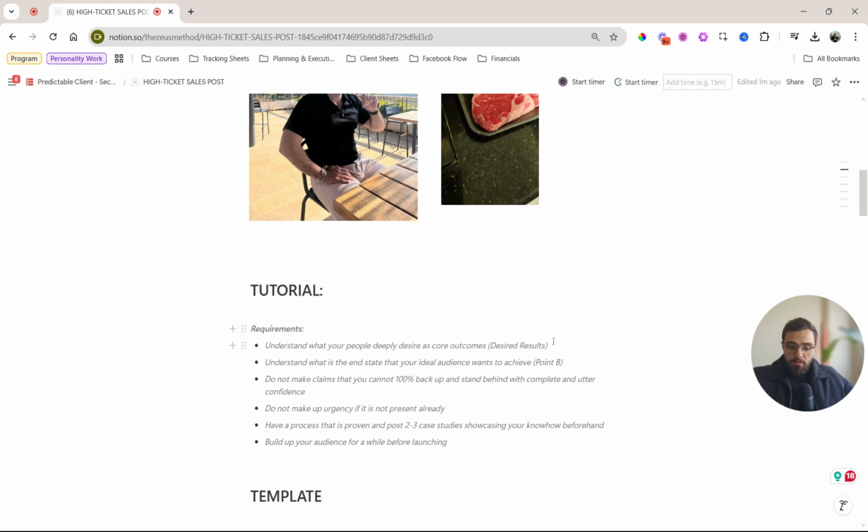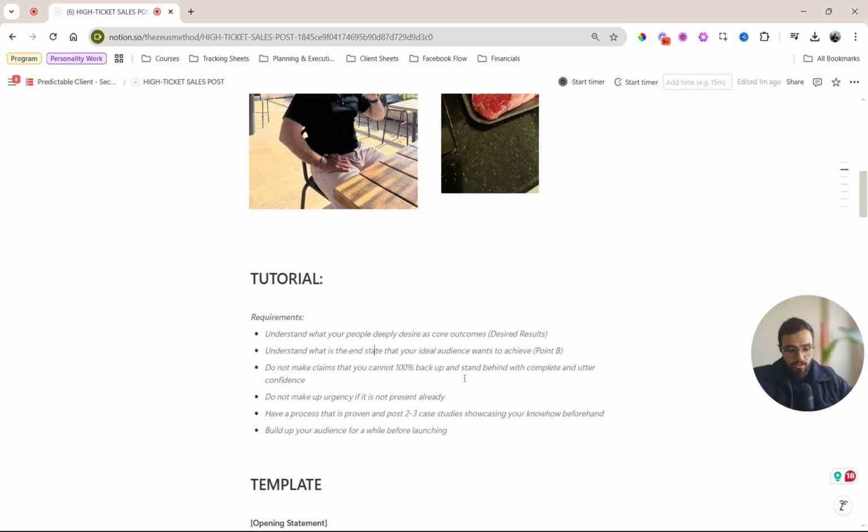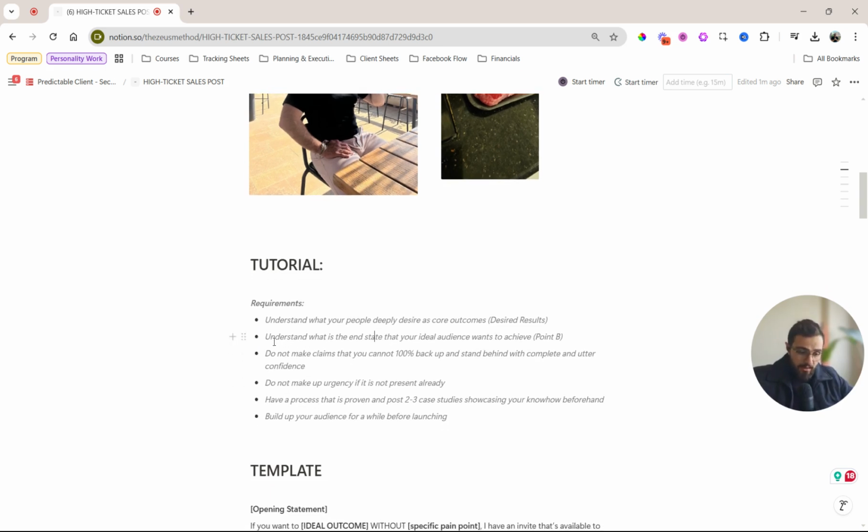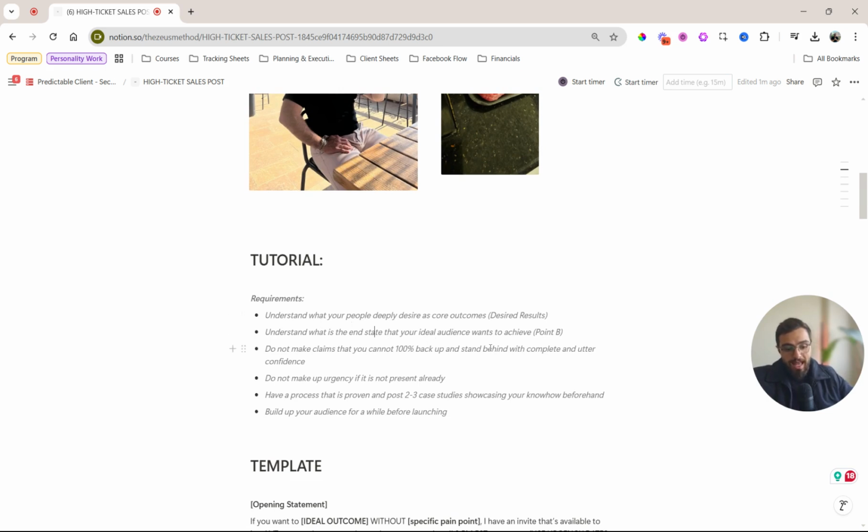And this is the most common pitfall that a lot of coaches and consultants fall into, because we start to talk about all of those esoteric things that are not measurable, that are not tangible, that are not touchable. And well, our message doesn't stick. Even if you sell mindset, there are ways to turn it into core outcomes. The second requirement is understand what is the end state of your ideal client. What do they want to achieve?